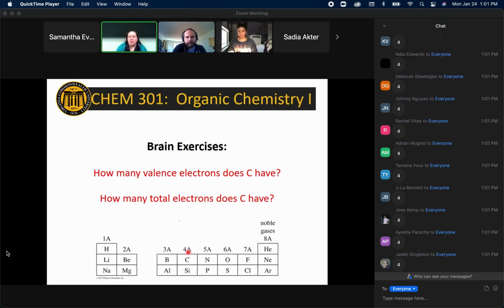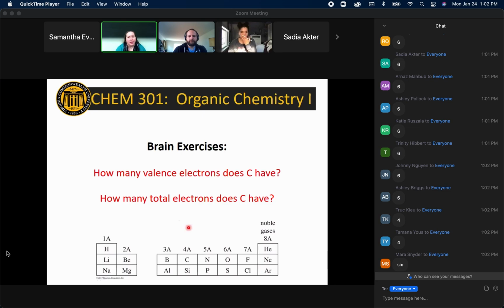How many total electrons does carbon have? 6. A lot of people are putting it in the chat. That's great. That is the right answer. There are 6 total electrons that carbon has, because in addition to its 4 valence electrons, it also has 2 electrons in the 1s orbital, which are not part of the outer shell. So 6 total electrons. How many protons does carbon have?